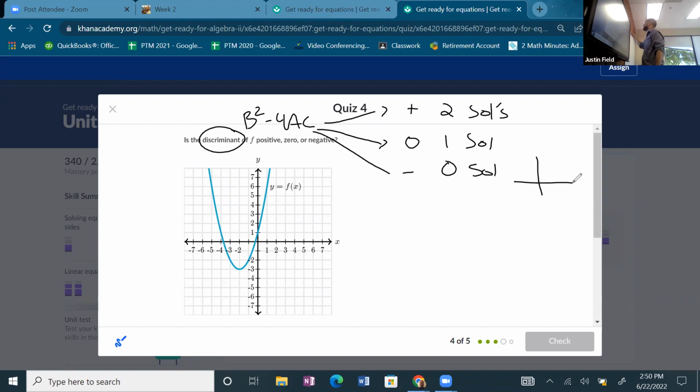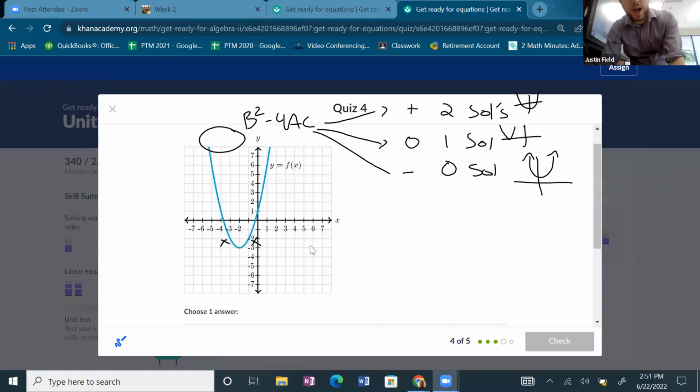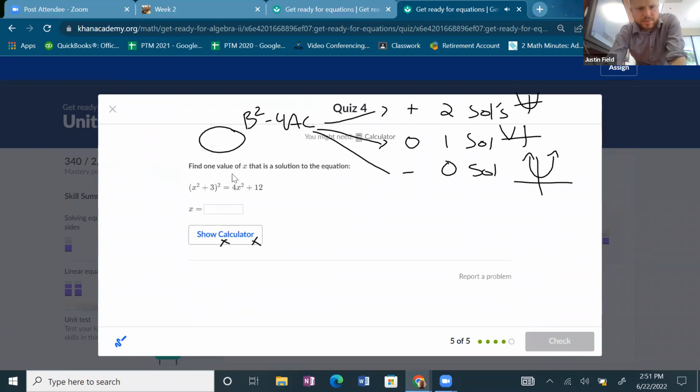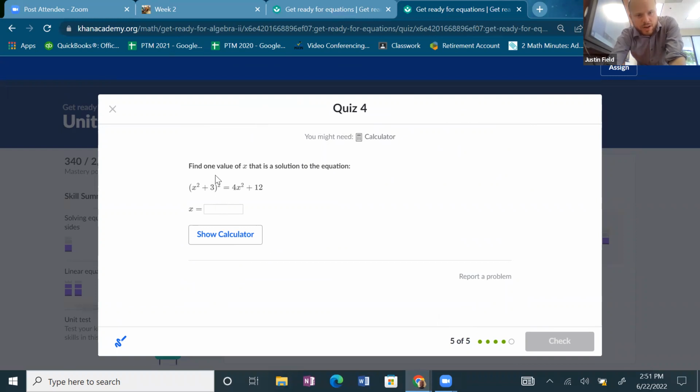What does that look like on a graph? 0 solutions means 0 x-intercepts. 1 solution means, whoop, that ain't right. 1 x-intercept, and 2 solutions means 2 x-intercepts. So here I see 2 x-intercepts. This has a positive discriminant. All right. And find one value of x that is the solution to the equation.